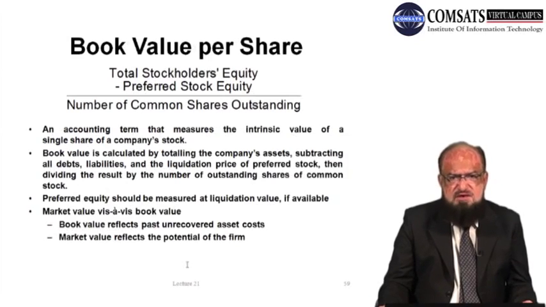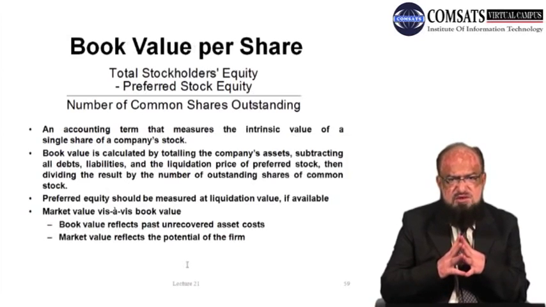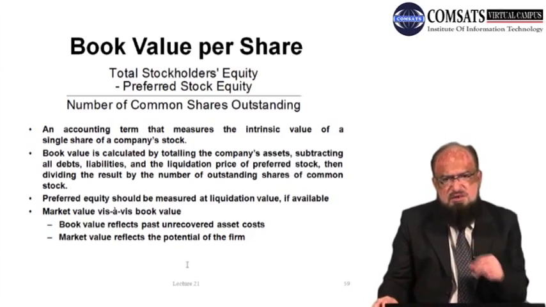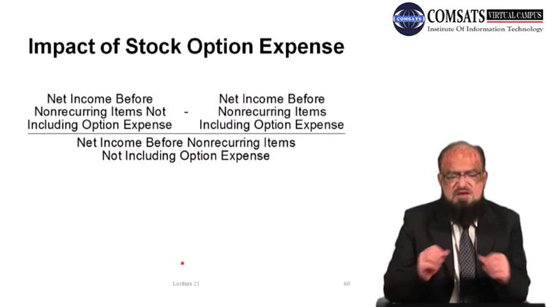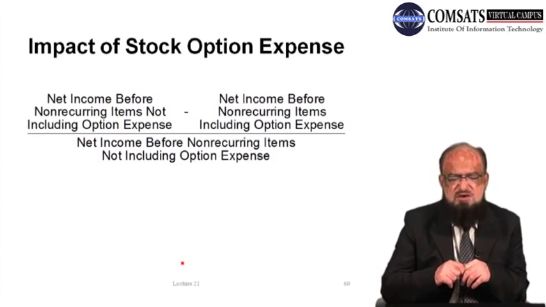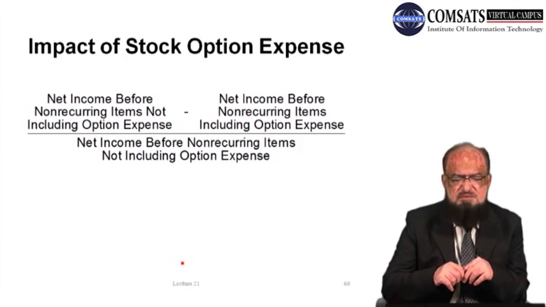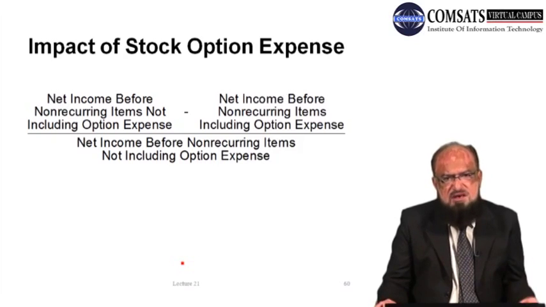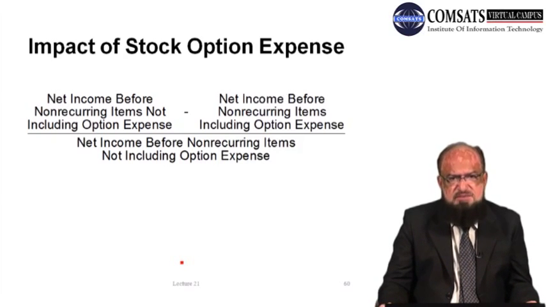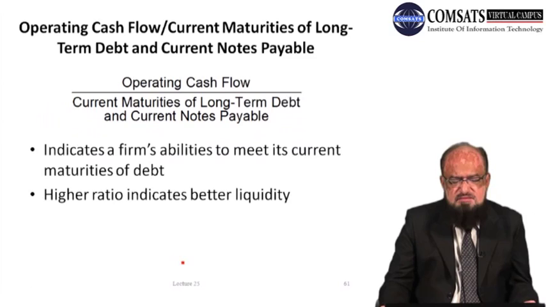And in lecture 21, we have discussed the book value per share. The formula is very simple: total shareholders' equity minus preferred stock equity divided by number of common shares outstanding. Then we discussed the impact of stock option expenses. The formula was net income before non-recurring items, not including option expenses, minus net income before non-recurring items, including option expenses, divided by net income before non-recurring items, not including option expenses.